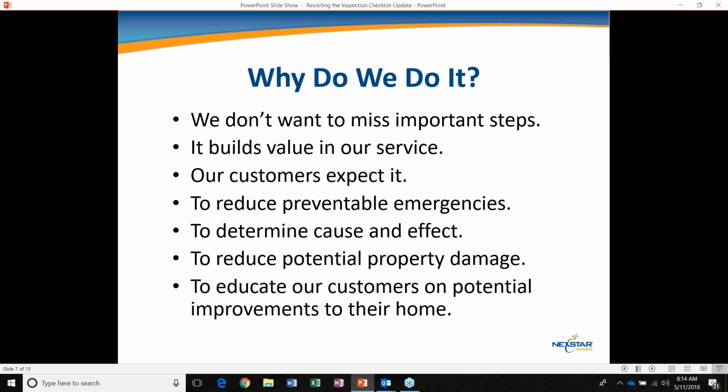So let me clarify that a little bit. Customers really don't want you to find problems, but by the same token, if you never notice anything, they really don't see the value in what you're offering. So I'll give you an example.